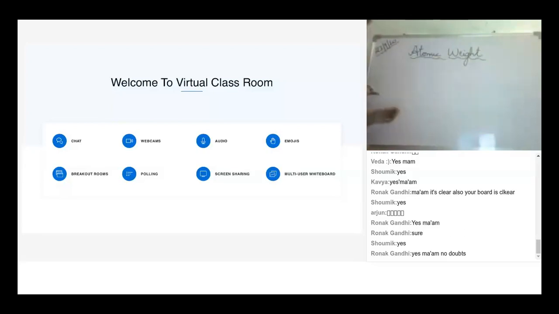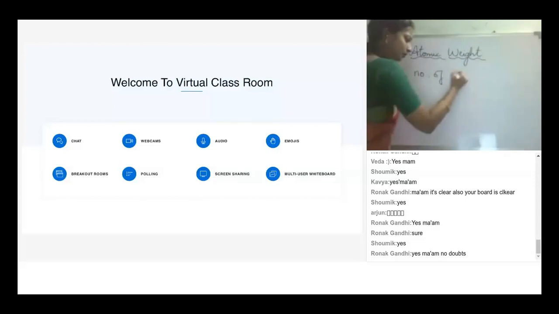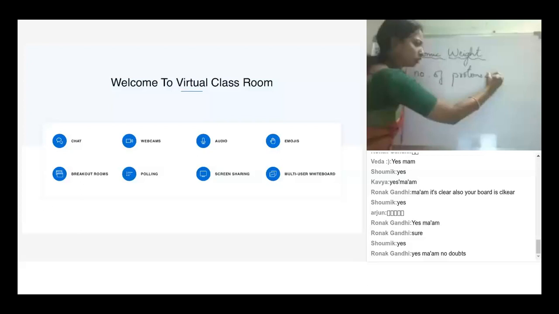Atomic weight. What do you mean by atomic weight? So atomic weight is nothing but the standard weight or the mass of an element. So it's nothing but a count of atoms in the element. What is the atomic number? Atomic number is nothing but the number of protons. Alright? Number of protons. Yes or no? Number of protons is equal to number of atoms.